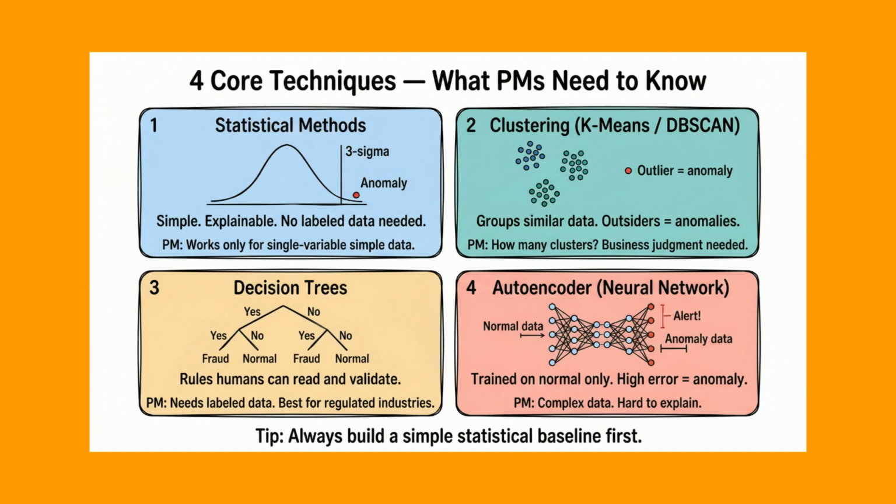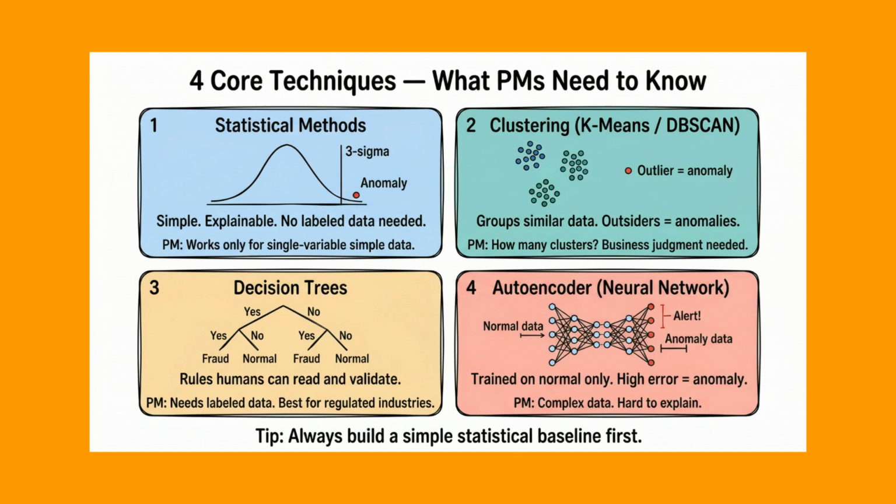These learn classification rules from labeled examples. If you have historical fraud cases labeled as fraud or not, a decision tree builds rules the business team can read and validate. Decision trees are highly explainable, which matters greatly in regulated industries like banking and insurance. The limitation is that they require labeled training data, which is often scarce for rare anomalies.